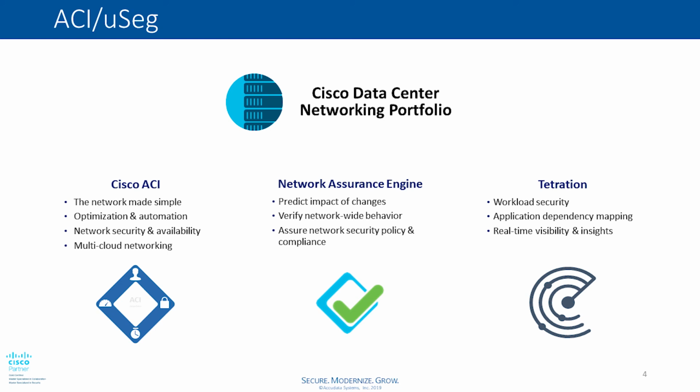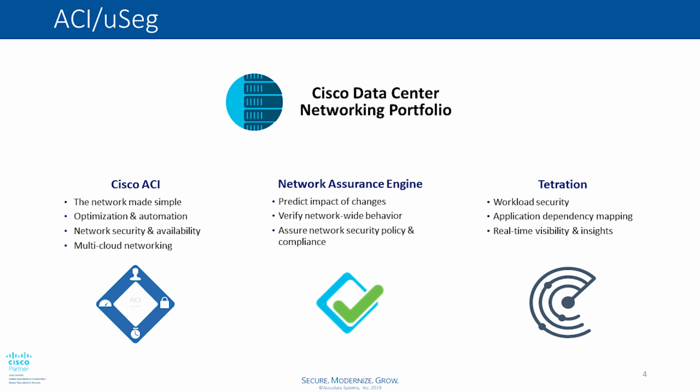ACI and microsegmentation is a feature that you can enable in your data center, and the three components you're seeing on your screen are part of the Cisco Data Center Network portfolio. Altogether, they work perfectly to provide microsegmentation in your environment. On the left, you have Cisco ACI. This is how you make your network simpler. You add more security and availability to your network, and it's of course a multi-cloud and network environment.